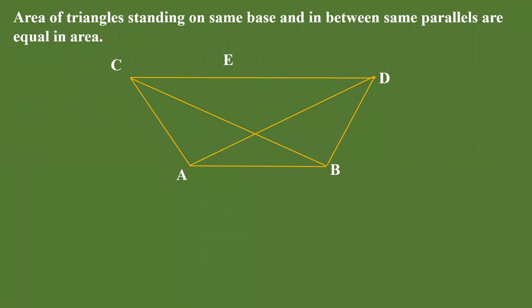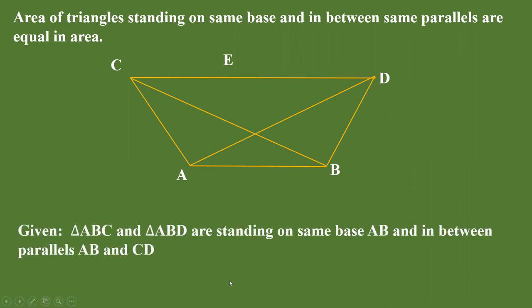Here is another theorem. The areas of triangles standing on the same base and in between the same parallels are equal in area. Okay. Now here we need to prove this one, and here is the figure. You can see clearly the two triangles standing on the same base AB and between the same parallels. Can you figure out which are the triangles here? Let's write it as given. Here you can see triangle ABC and triangle ABD are standing on the same base AB and in between parallels AB and CD.